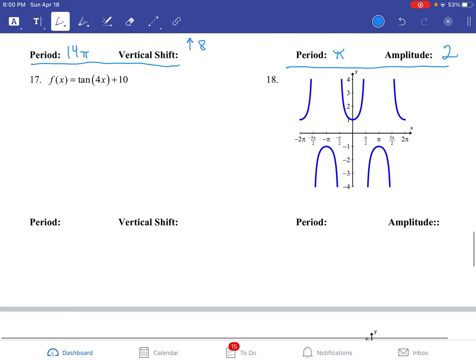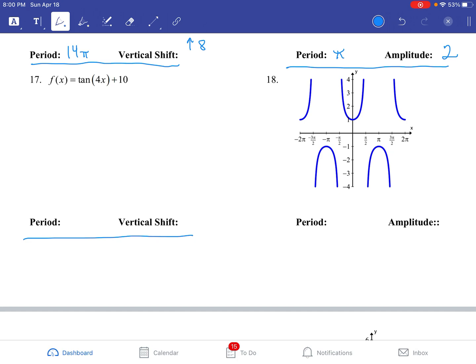Okay. For 17, we're looking for the period and the vertical shift. The period is being changed by the x being multiplied by 4. But for a tangent function, the period is going to be pi. So we're going to divide both sides by 4, and the period is pi over 4. Okay, your vertical shift is this number right here, which is plus 10. So we're going up by 10.